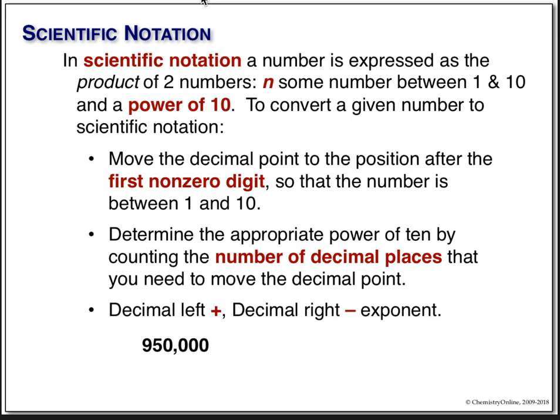Really simple. Let's say we had 950,000. There's no real decimal point, but the implied decimal point is here. First thing we want to do is put the decimal point here between the 9 and the 5. Then we look at it and say, okay, what do we have to do to get there? Basically, we had to move from here, 1, 2, 3, 4, 5 spots. That means this is going to be 10 to the 5th. And we write the number, 9.5 times 10 to the 5th.